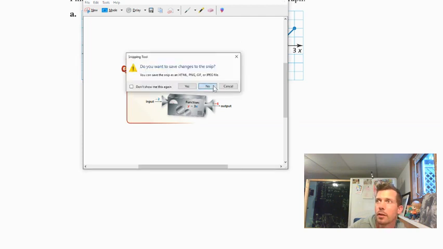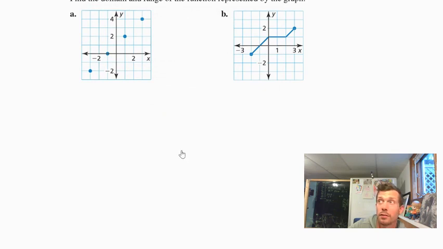All right, so the next thing that we're going to look at is we're going to find the domain and range of a function represented by a graph. So if they give us a graph, go ahead and jot this down. Pause this if you need to, and jot A and B down. All right, now that you've jotted those two down, let's look at A. We want to know the domain of A and the range of A.